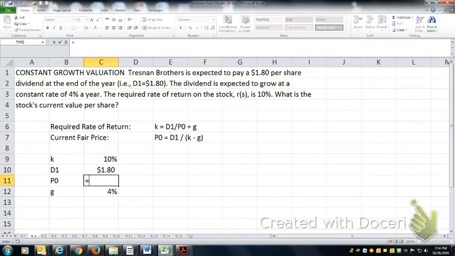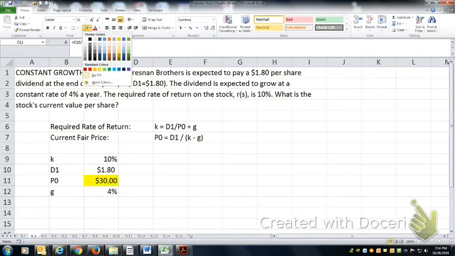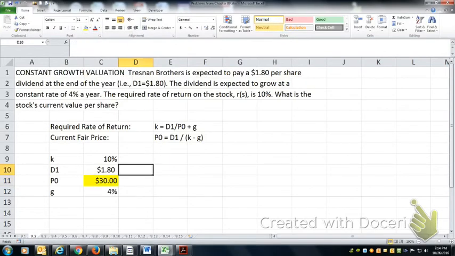So if I take the dividend 1 year from now, divide it by the total rate of return net of the growth portion, I come up with a current estimated price, or a fair value, of $30. And that's the discounted cash flow model. Alright, and this is the fair price.